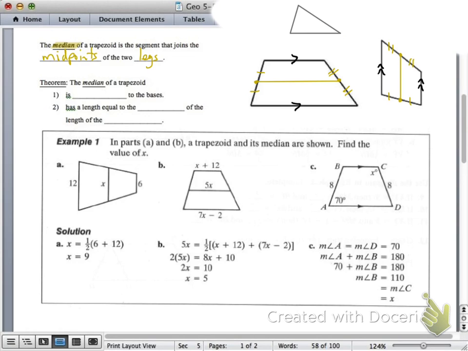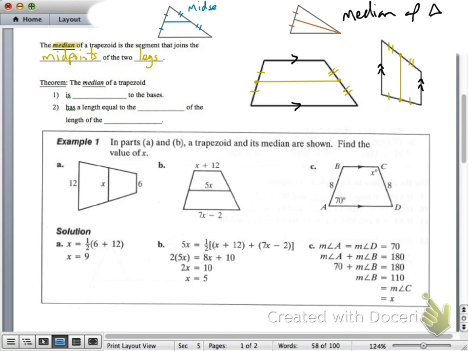I want to compare these things to the median of a triangle, and you remember the mid-segment of a triangle. You should. Which one do you think the median of a trapezoid is more like? The median of a triangle or the mid-segment of a triangle? It's always been annoying to me.